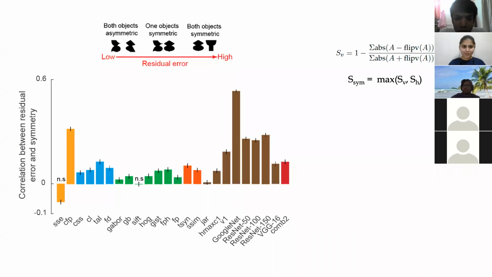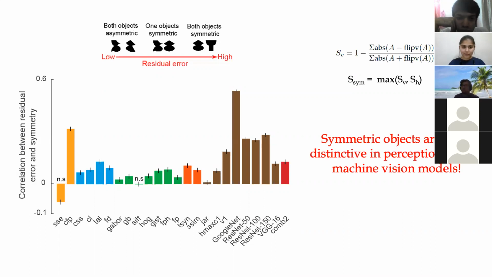And what we find is that there is a positive and significant correlation between the residual error and the symmetry score across all these models, except for two models which don't show a significant correlation. So more or less, all computer vision models that we tested show this consistent deviation from symmetry. So symmetric objects are more distinctive in perception than in machine vision models.